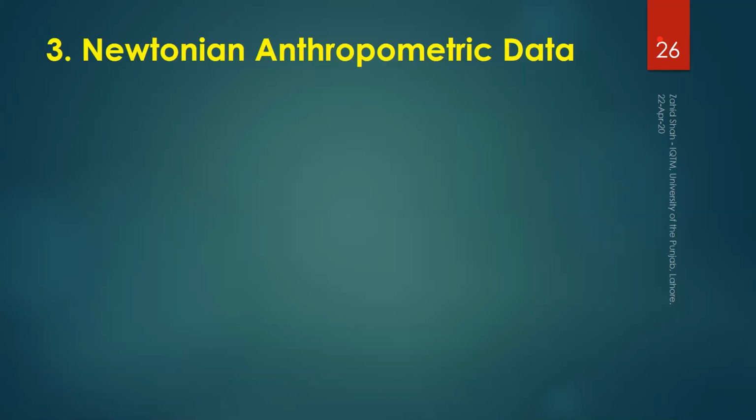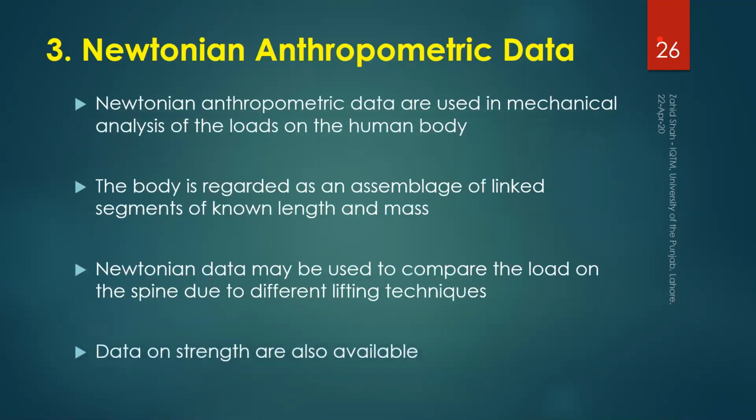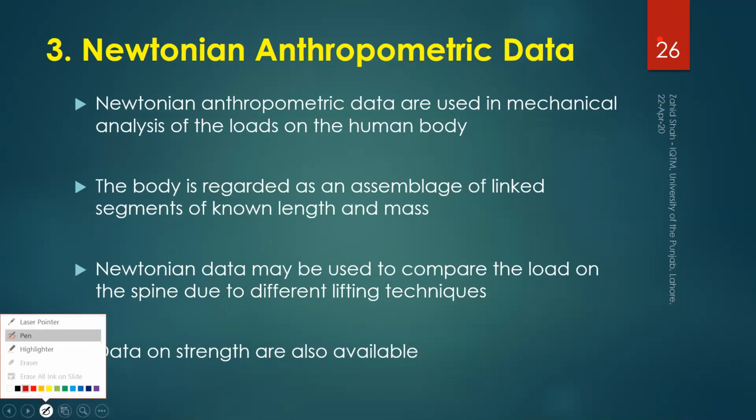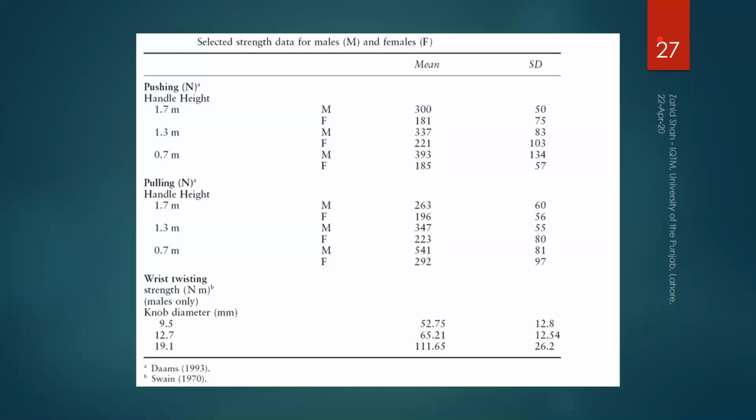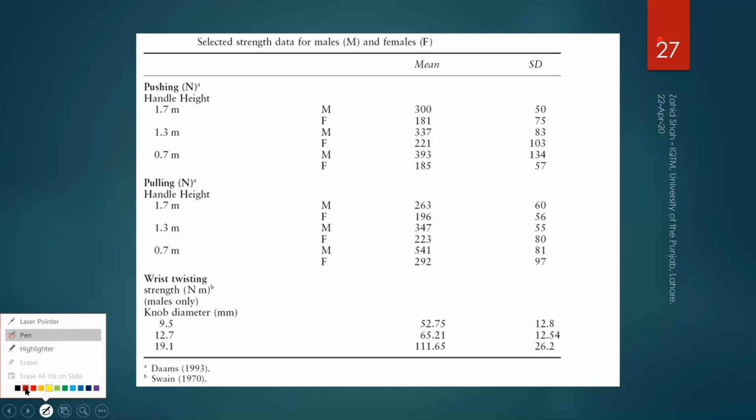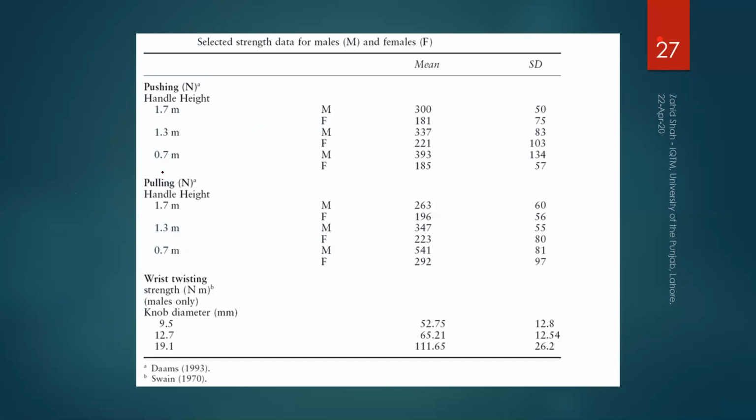The last type of data is Newtonian data. So Newtonian means it is related to forces. So it is used in the mechanical analysis of the loads on the human body, and the body is regarded as an assemblage of linked segments that have certain lengths and mass. So this data is used to compare the load on the spine due to different lifting techniques. So for example, data on strength of different populations is available. So this is just an example. You can find more examples from the books, especially the book by Eastman Kodak Company.